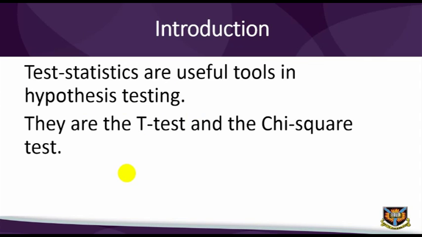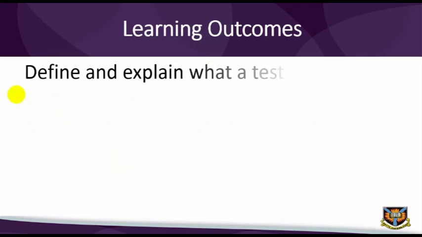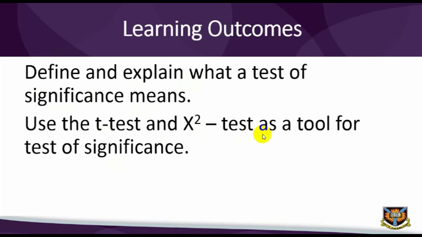Objectives. At the end of this lecture, you should be able to: 1. Define and explain what a test of significance means. 2. Use the t-test and chi-square test as a tool for test of significance.